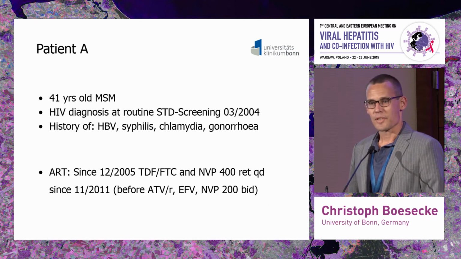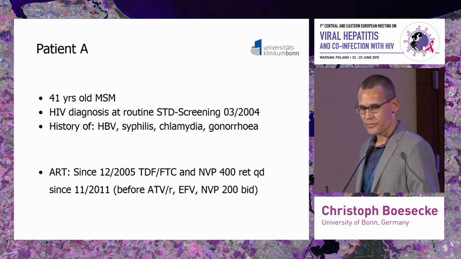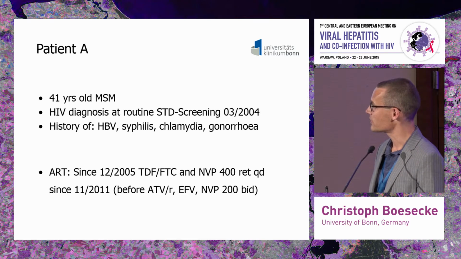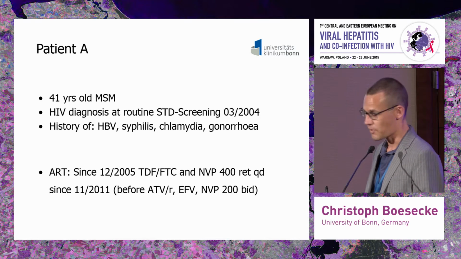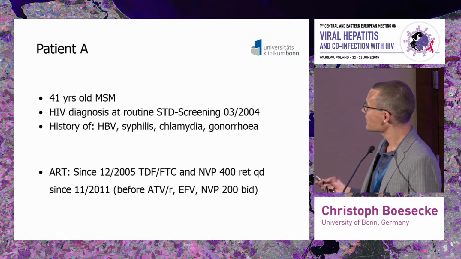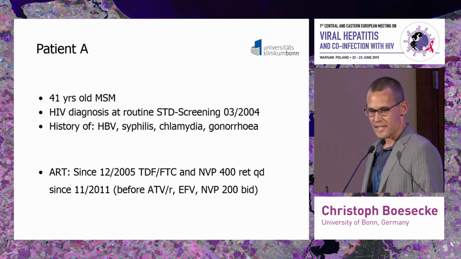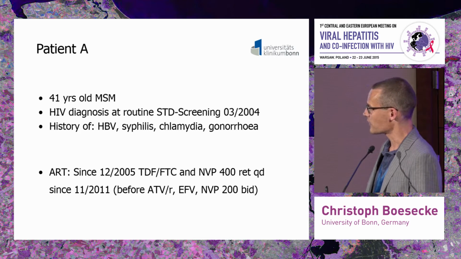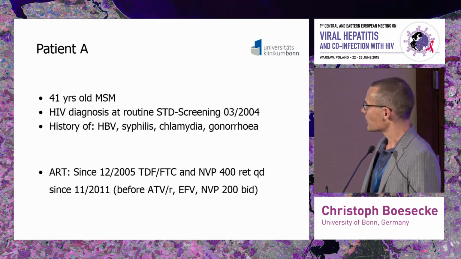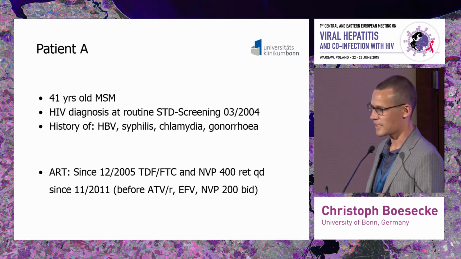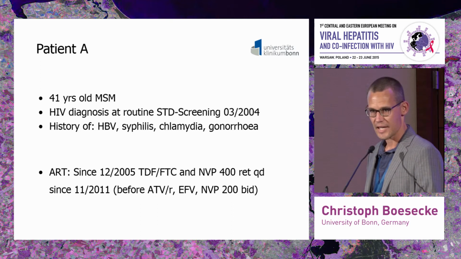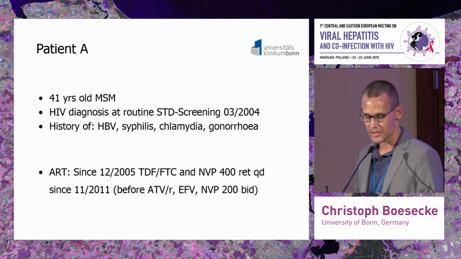And I would like to start with a clinical case with a patient, 41 years old, HIV transmitted via sex with other men. Diagnosis was made in 2004, and he has quite a history of other STDs, HPV, syphilis, chlamydia, and gonorrhea repeatedly, and he was put on antiretroviral treatment in 2005 and has been on nevirapine and Truvada since 2011 and had to switch his ART twice because of intolerability.